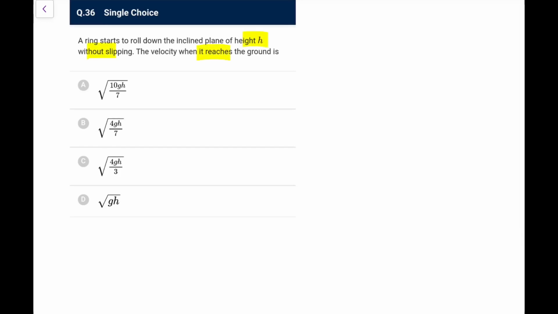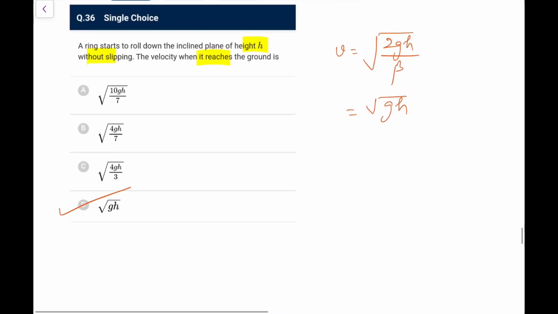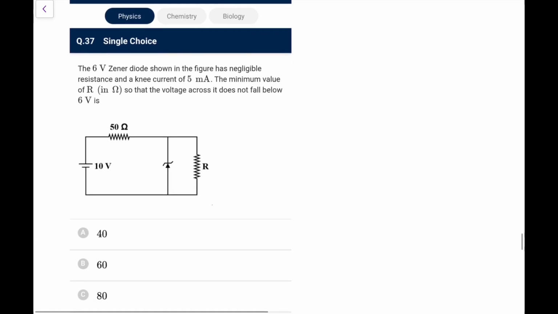The velocity when it reaches, so you know that velocity would be root 2gh by beta, because pure rolling is being done, and for a ring beta is 2, so it becomes root gh. So go for option D. This beta is a very important factor. I'll take some time in revision classes to help you understand the power of this beta thing.